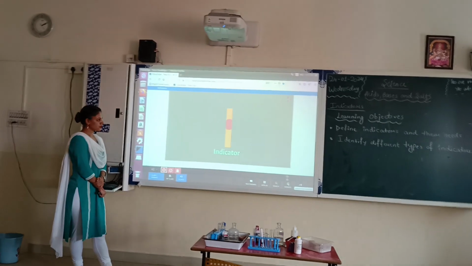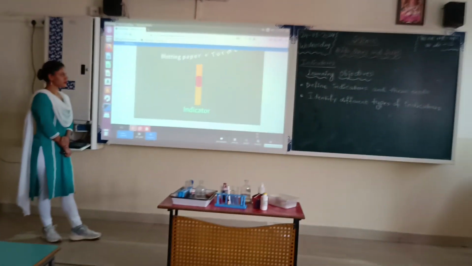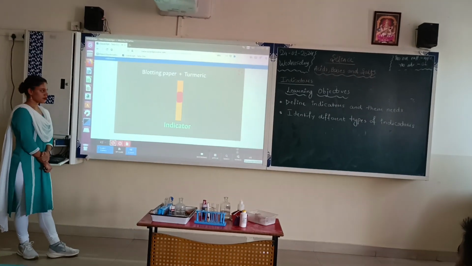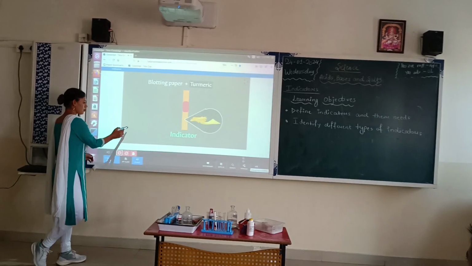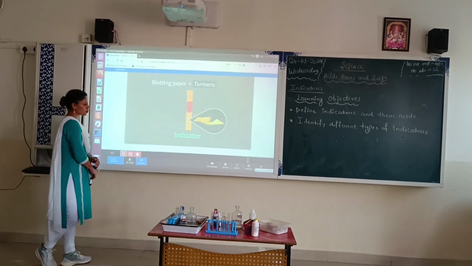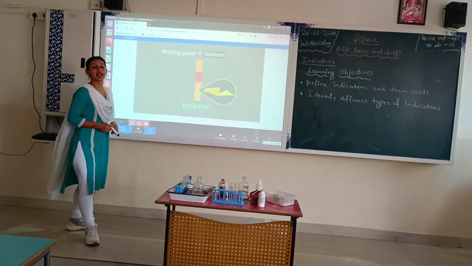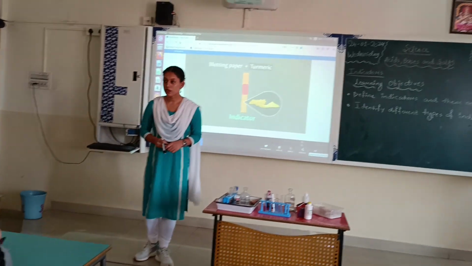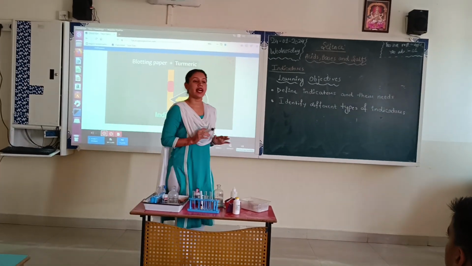Yes, it is. And what is this made up of? It's simply a blotting paper with turmeric applied to it. Turmeric? Yes, it is. The same turmeric that's used in the kitchen. Turmeric is an excellent indicator. Is turmeric a natural indicator or synthetic? Natural. Always remember that turmeric will show no change with the acid.